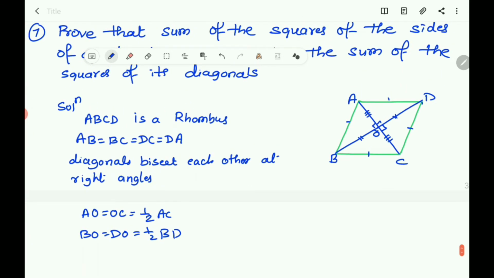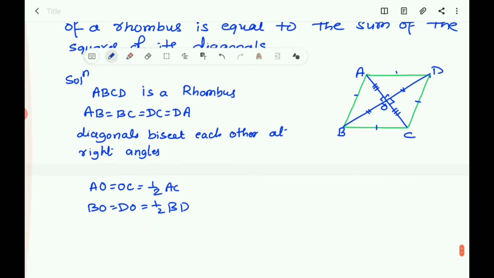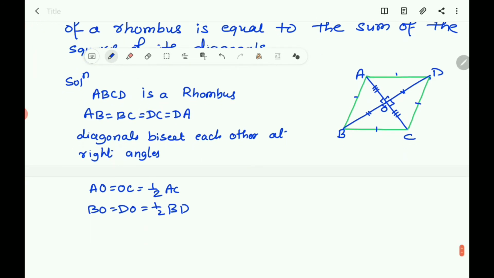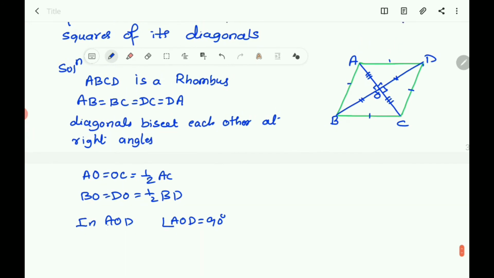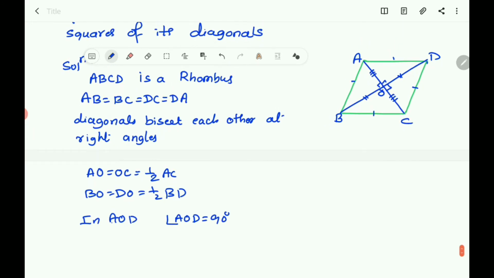Now here there are 4 right angle triangles. Apply the Pythagoras theorem to any one of the triangles. So let us say, in triangle AOD, angle AOD is equal to 90 degrees. Apply the Pythagoras theorem here.